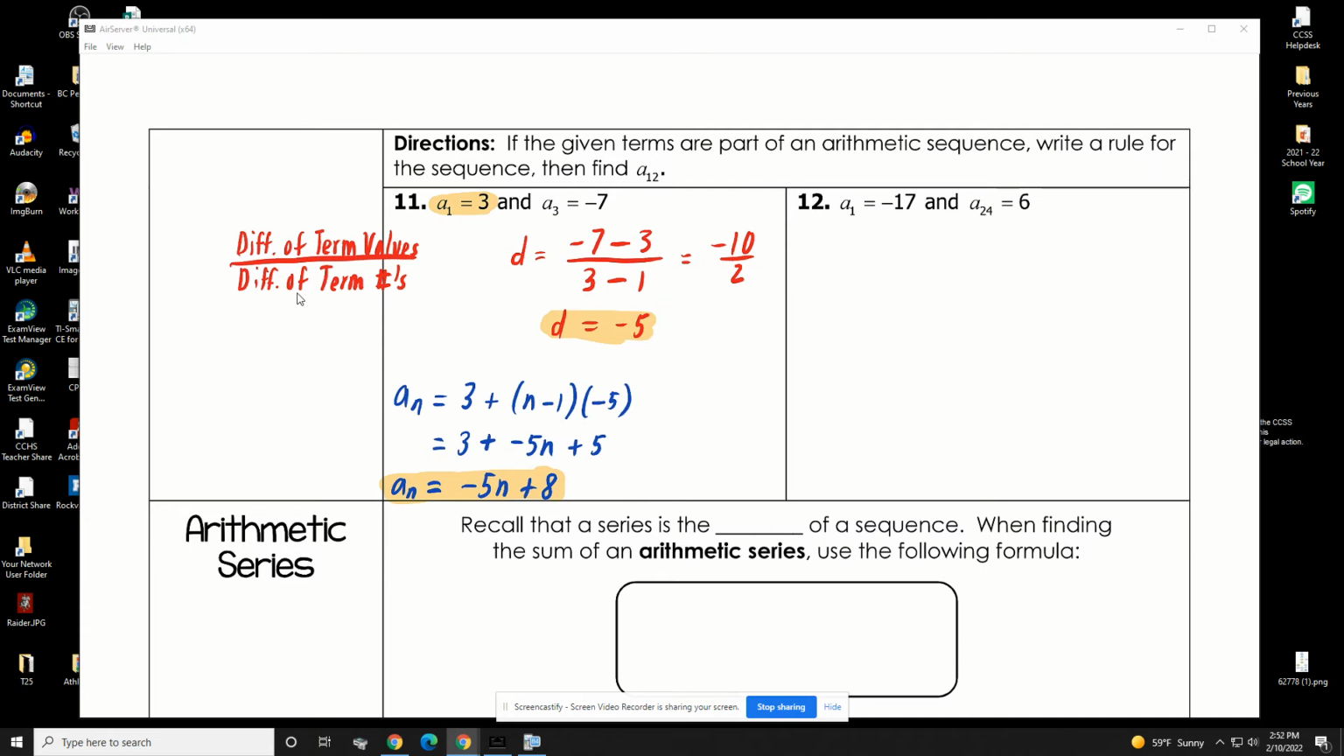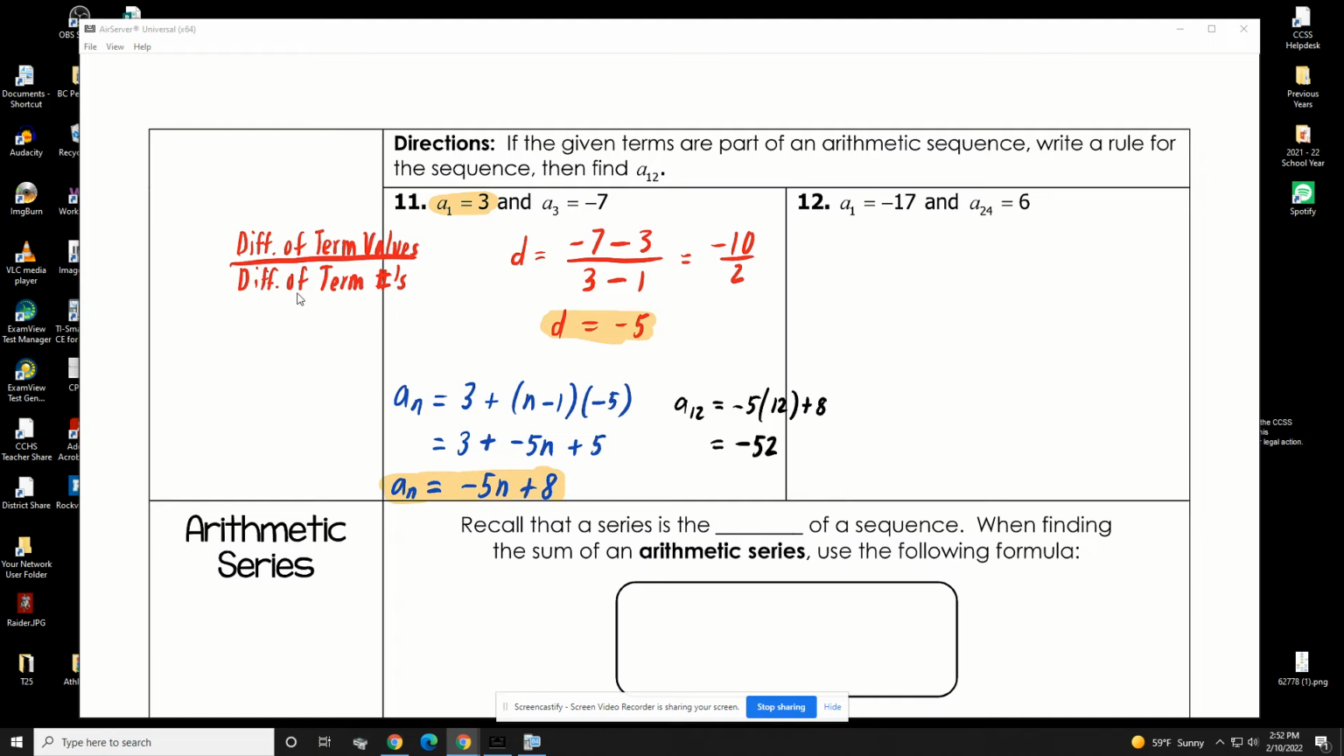Okay, how easy was that, right? So the last step it asked me to do then is it wants me to find a sub 12. So I'm going to go negative 5 times 12 plus 8. So negative 5 times 12 plus 8 is negative 52. So there it is. That's how you do it.